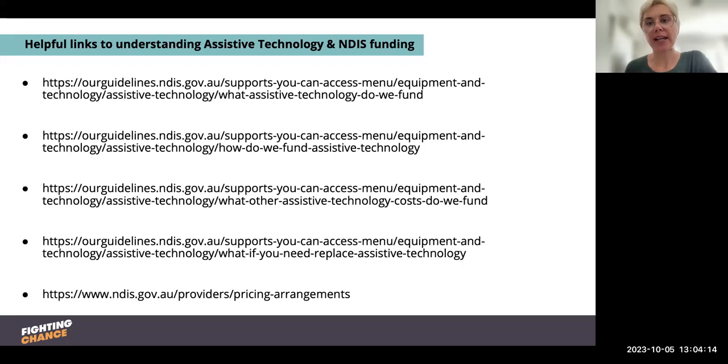So inquiries@ndis.gov.au, and that can be looked at and processed that way, because otherwise it can get a bit lost as to what you're asking for. If you're just submitting a quote, they'll be like, what is this? So if it's in that form, then they know what you're talking about.